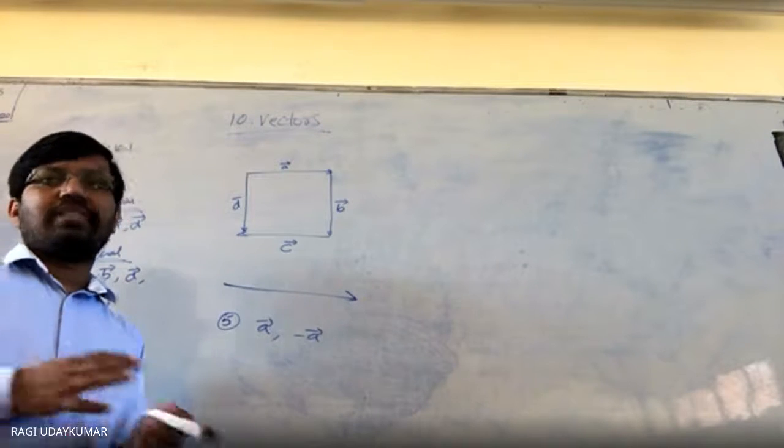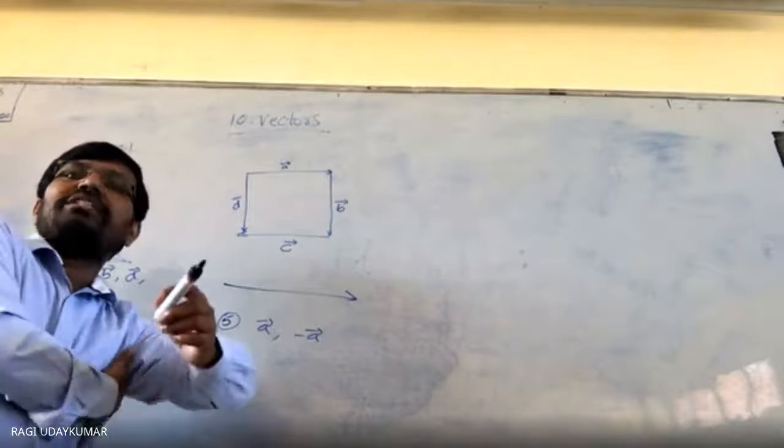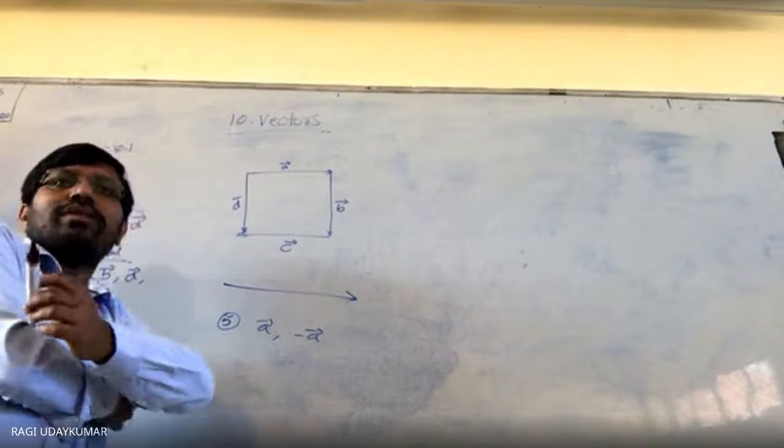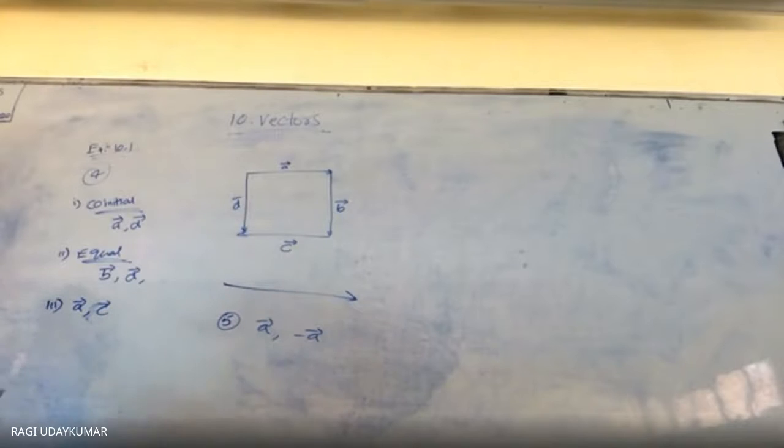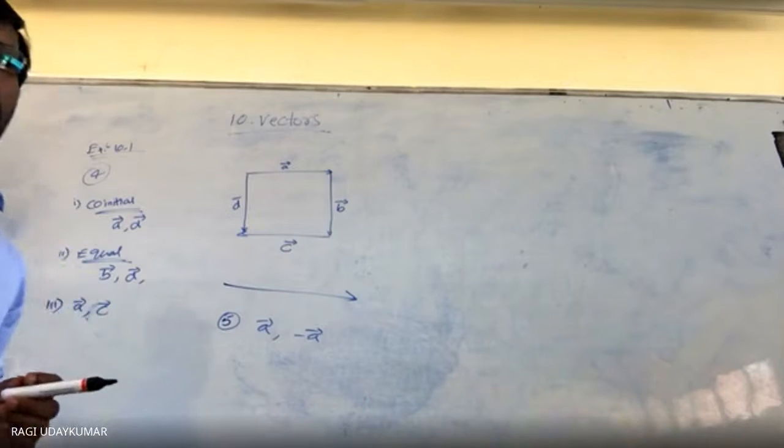Okay, so you may have the different... Suppose if you take a trapezium into consideration, then you are going to get two collinear vectors. The statement that two collinear vectors are always equal in magnitude is a false statement. It is a false statement.